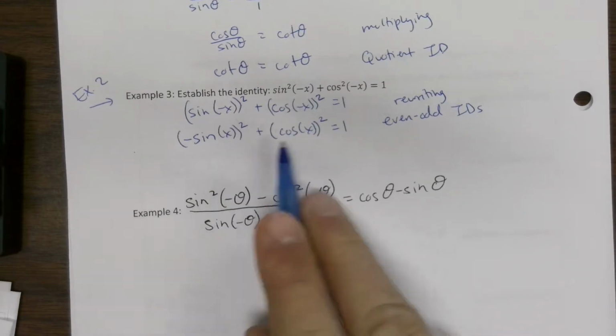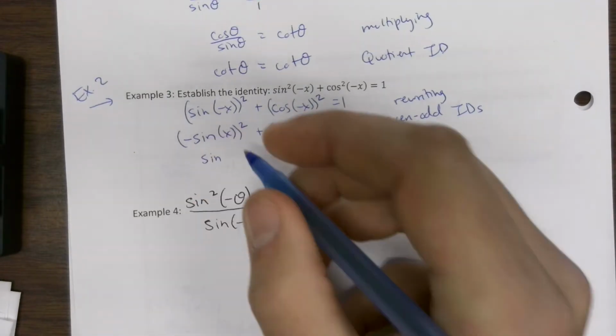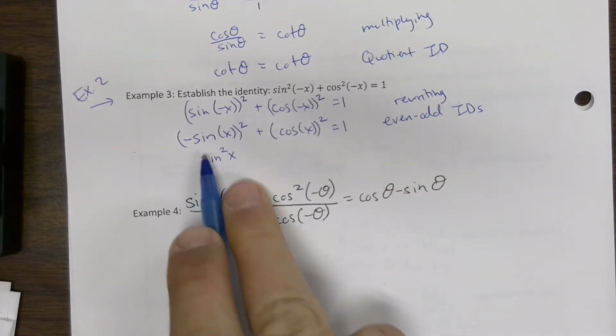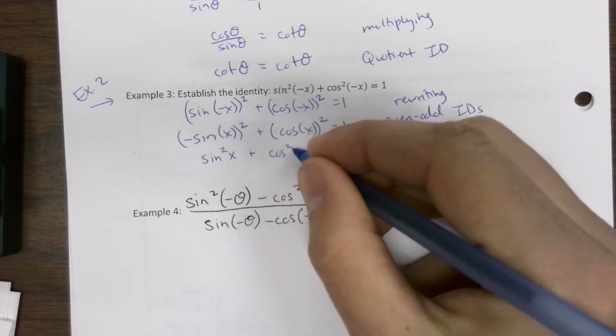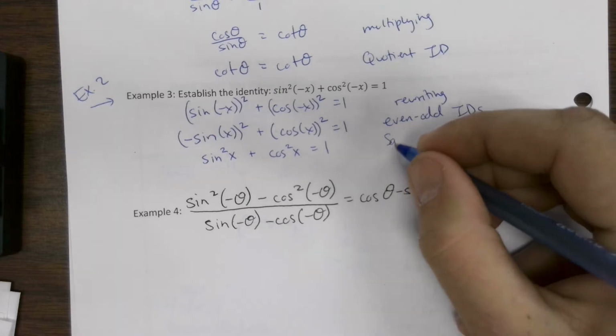And now I get to square these two, so I'll go ahead and do that. So squaring them gets rid of the negative. A negative times a negative is a positive. Plus cosine squared x equals 1. So this is squaring.